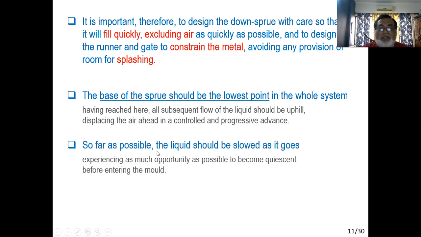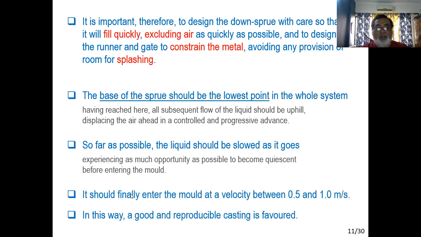So far as possible, the liquid should be slowed as it goes. If possible, we will allow the liquid metal to slow down, so that velocity can be decreased and the liquid metal enters the mold cavity in a quite calm manner. Our target is that the velocity of the liquid entering the mold cavity should be between 0.5 and 1. We say that this is the critical velocity. If we can maintain this velocity while the liquid metal enters the mold cavity, we are okay. In this way, a good, reproducible casting will be generated.